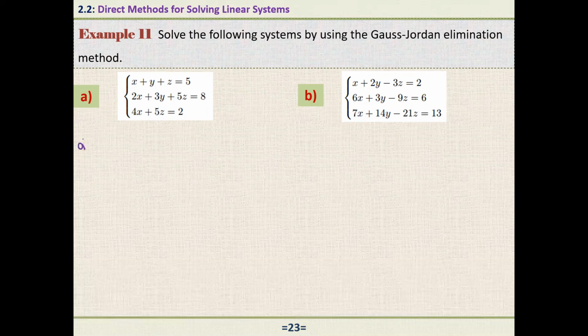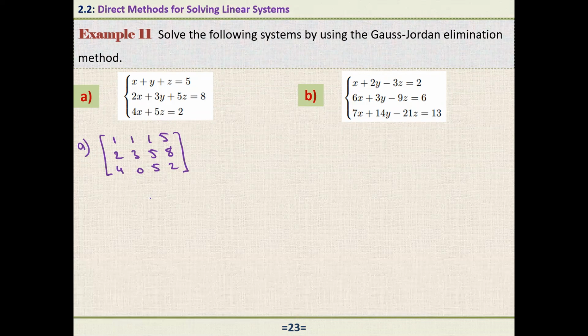To solve A, first we need to write the augmented matrix. So here we have 1, 1, 1, 5. Second row is 2, 3, 5, 8. Then 4, and we don't have y here, so it is 0. The coefficient of z is 5, and here we have 2. That is the augmented matrix.